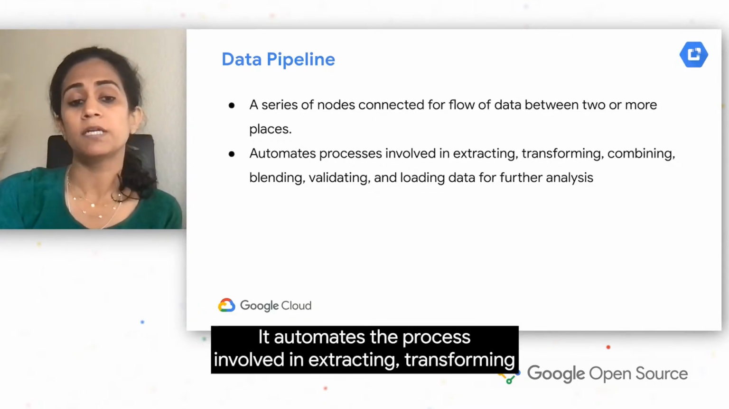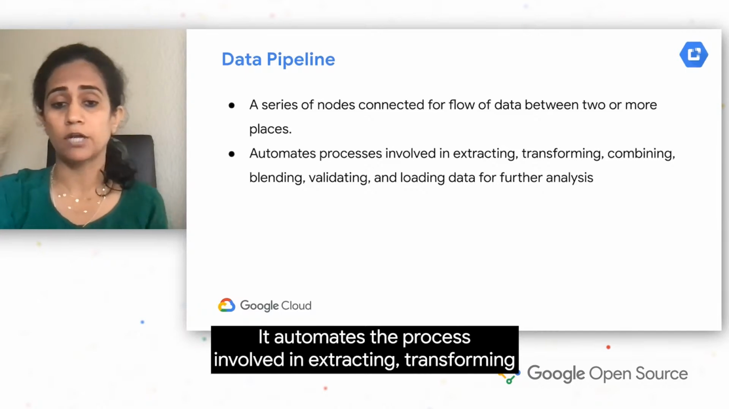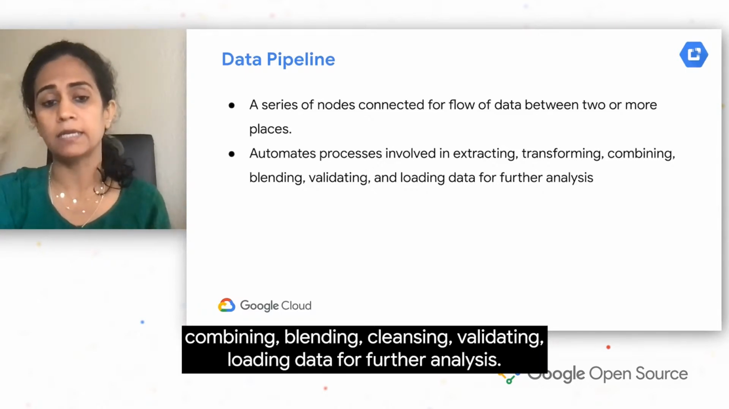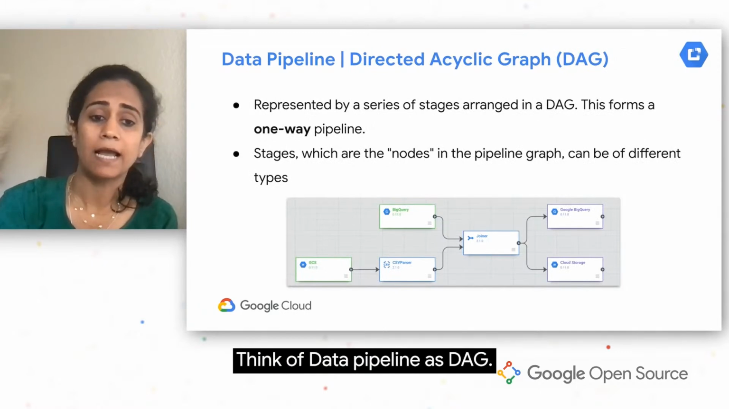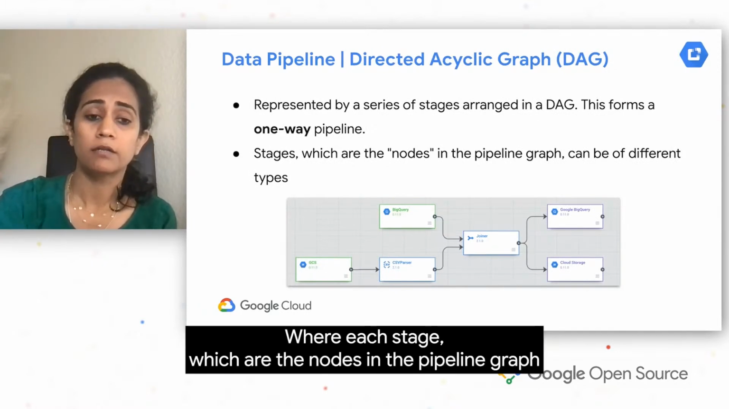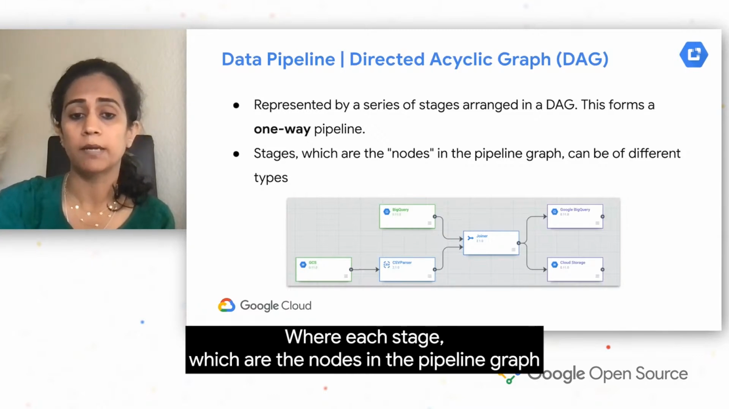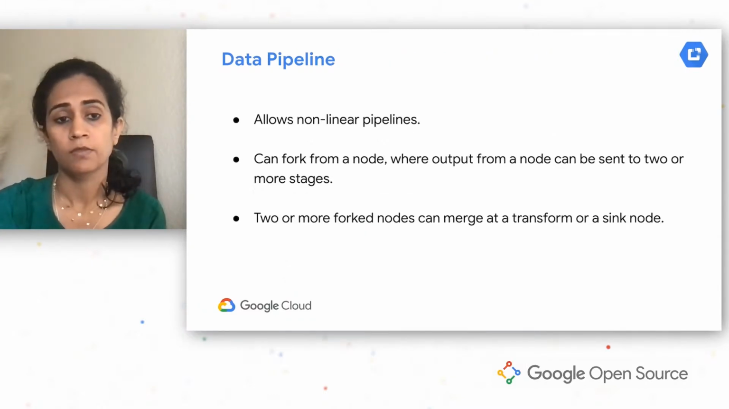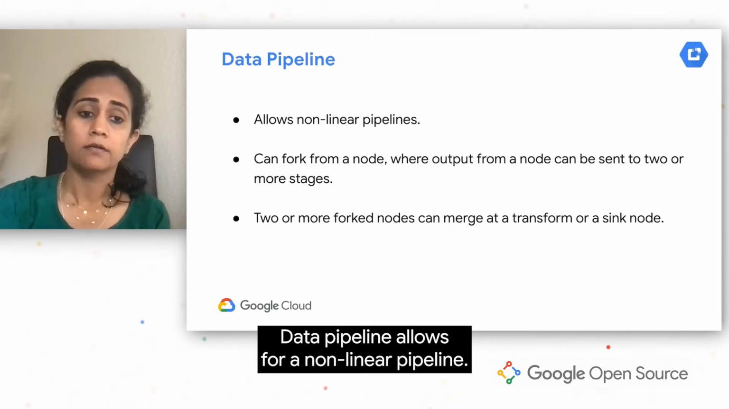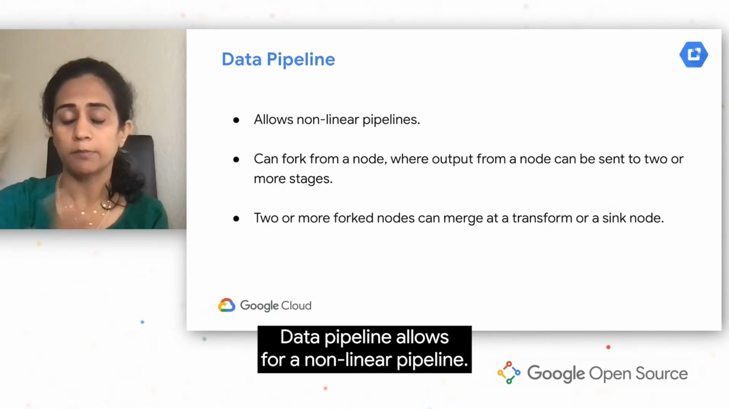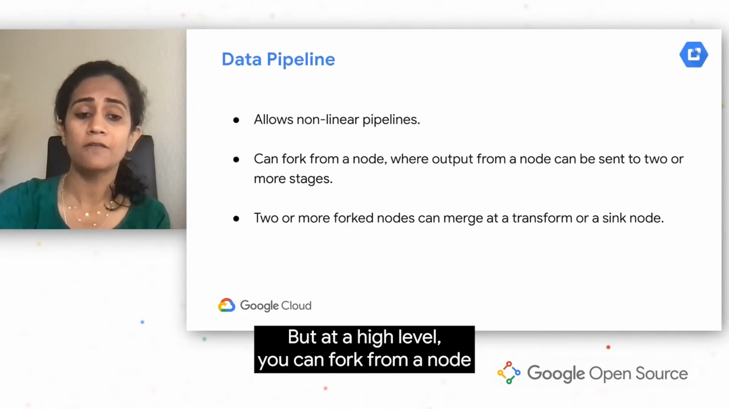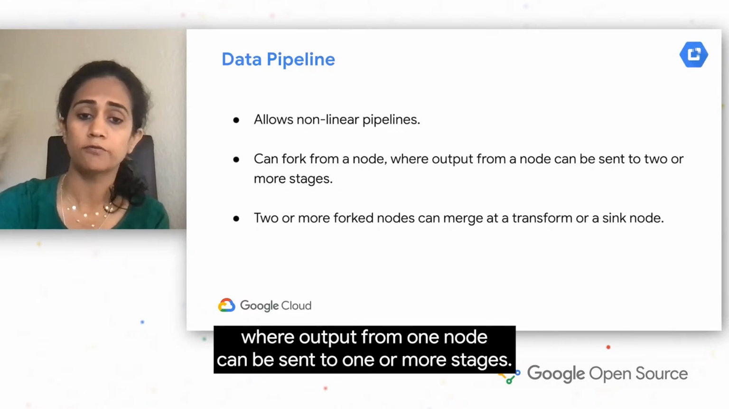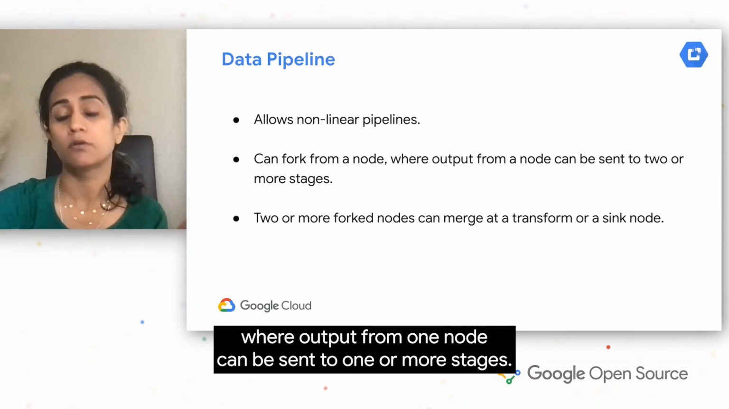It automates the process involved in extracting, transforming, combining, blending, cleansing, validating, and loading data for further analysis. Think of a data pipeline as a DAG, right? Where each stage, which are the nodes in the pipeline graph, can be of different types. Data Pipeline allows for a non-linear pipeline, and we're going to look at what non-linear pipelines mean. But at a high level, you can fork from a node where the output from one node can be sent to one or more stages.